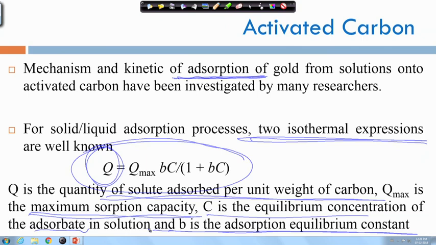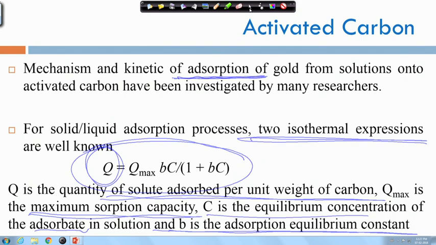Based on that, you can write the relationship where Q, the quantity of solute adsorbed per unit weight of carbon, is equal to Q max, the maximum sorption capacity, multiplied by B, the equilibrium constant, and C, the equilibrium concentration of adsorbate in solution. You can write this same equation as a typical equilibrium equation that you have done in a chemical equilibrium class, and then rearrange it. So activated carbon is also used in terms of getting gold from solution.